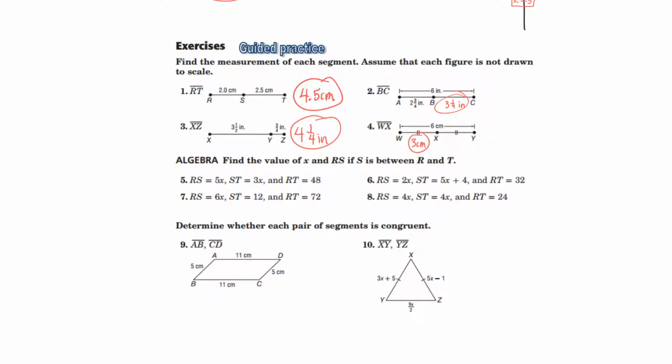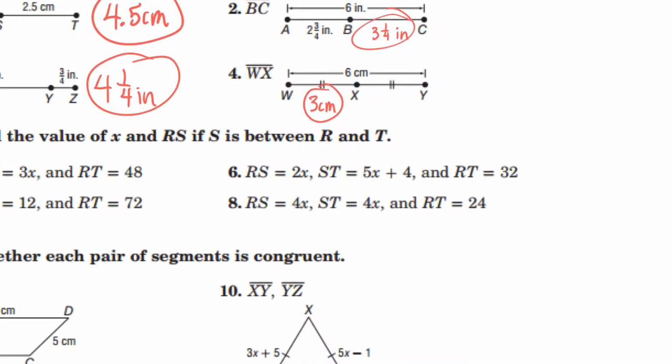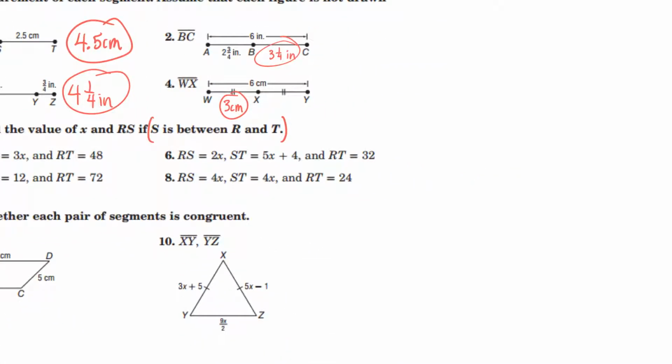Okay, on 5, 6, 7, and 8, I'm just going to work out number 5. The main thing is how do I draw what this is talking about right here? S is between R and T. That really ends up being what messes people up more than anything. So go ahead and draw a segment real quick.